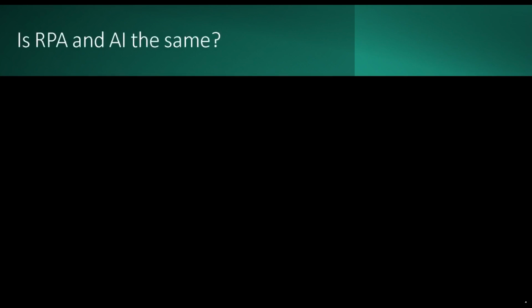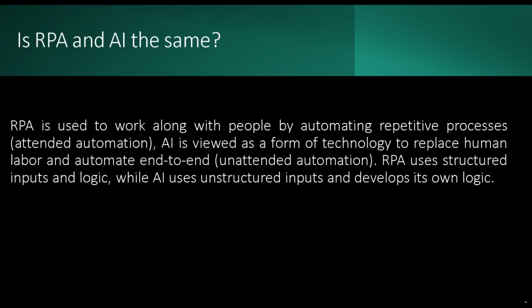Is RPA and AI the same? RPA is used to work along with people by automating repetitive processes. AI is viewed as a form of technology to replace human labor and automate end-to-end unattended automation. RPA uses structured inputs and logic, while AI uses unstructured inputs and develops its own logic.